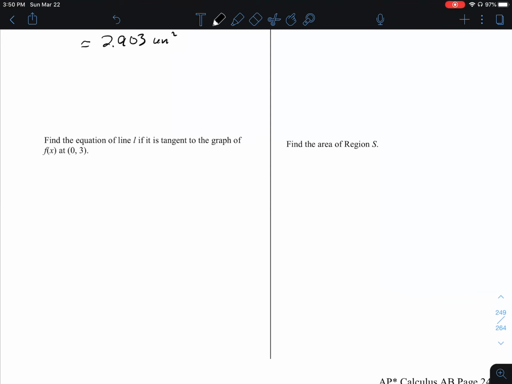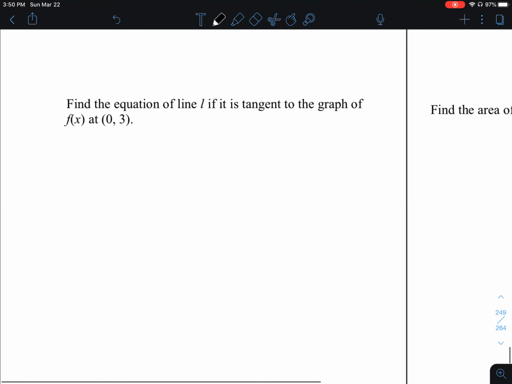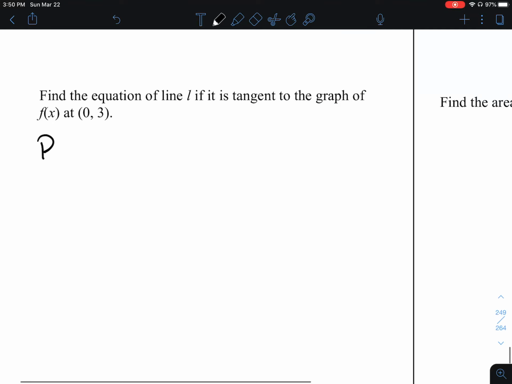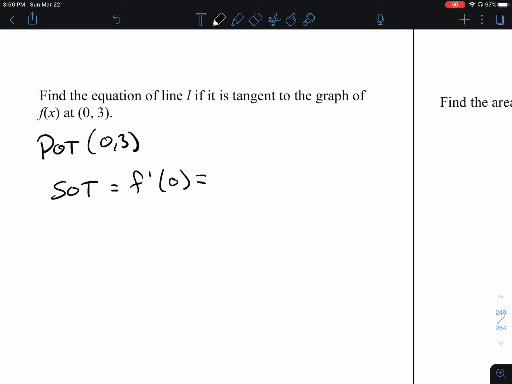Find the equation of line L. Oh, interesting. Line L is tangent to the graph of f of x at 0, 3. Well, to find the equation, we have to have a point of tangency, which we are already given, 0, 3. We have to have a slope of tangency, which we do not have. Since we're using our calculator, we can just find the derivative of f and evaluate it at 0.